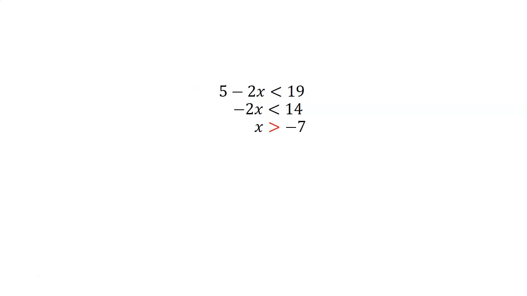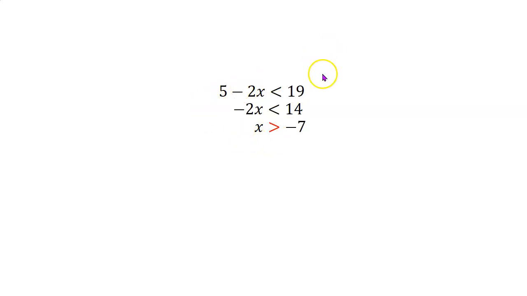But the special rule for inequalities is anytime you divide or multiply both sides by a negative number, you have to reverse the inequality. So that's what we did here. We divided both sides by a negative number, negative 2, and so the less than sign got flipped around and became a greater than sign. So our solution is x is greater than negative 7.